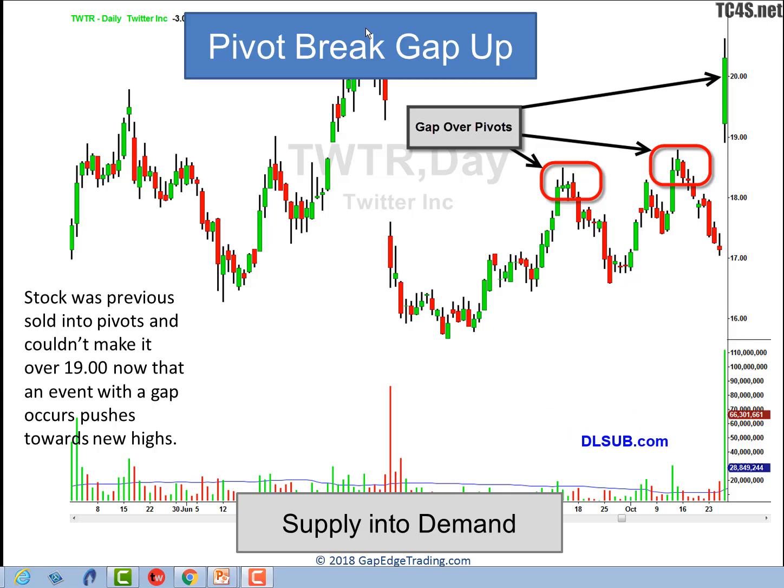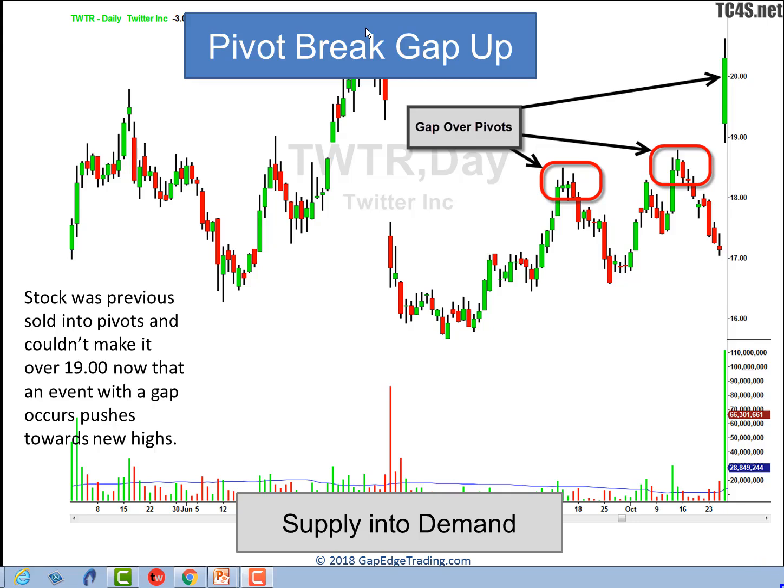Now we come in the morning and we see the stock is gapping up above 19. So we know the stock is gapping up over those previous pivot points, and we would classify this as a pivot break gap up. The stock was previously sold into at those pivots and couldn't make it over 19. Now an event has occurred that's changing the previous price action, and this is giving us an edge.